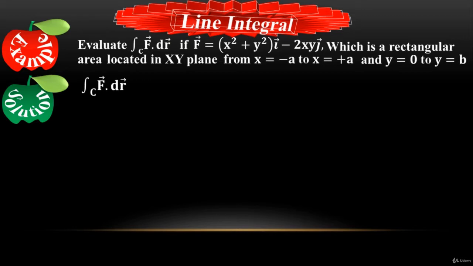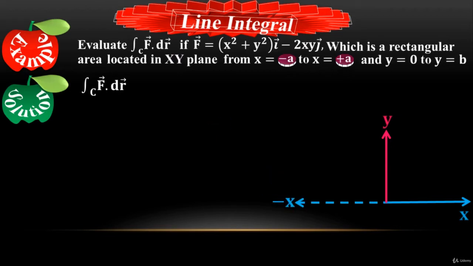Since the rectangular area is located in the xy plane, let me draw the x-axis and y-axis. This is the xy plane. Now in the given equation, I can see that it ranges from minus a to plus a. Therefore, I'm going to extend the x-axis to the left side to have minus x, and also extend the y-axis to have minus y.